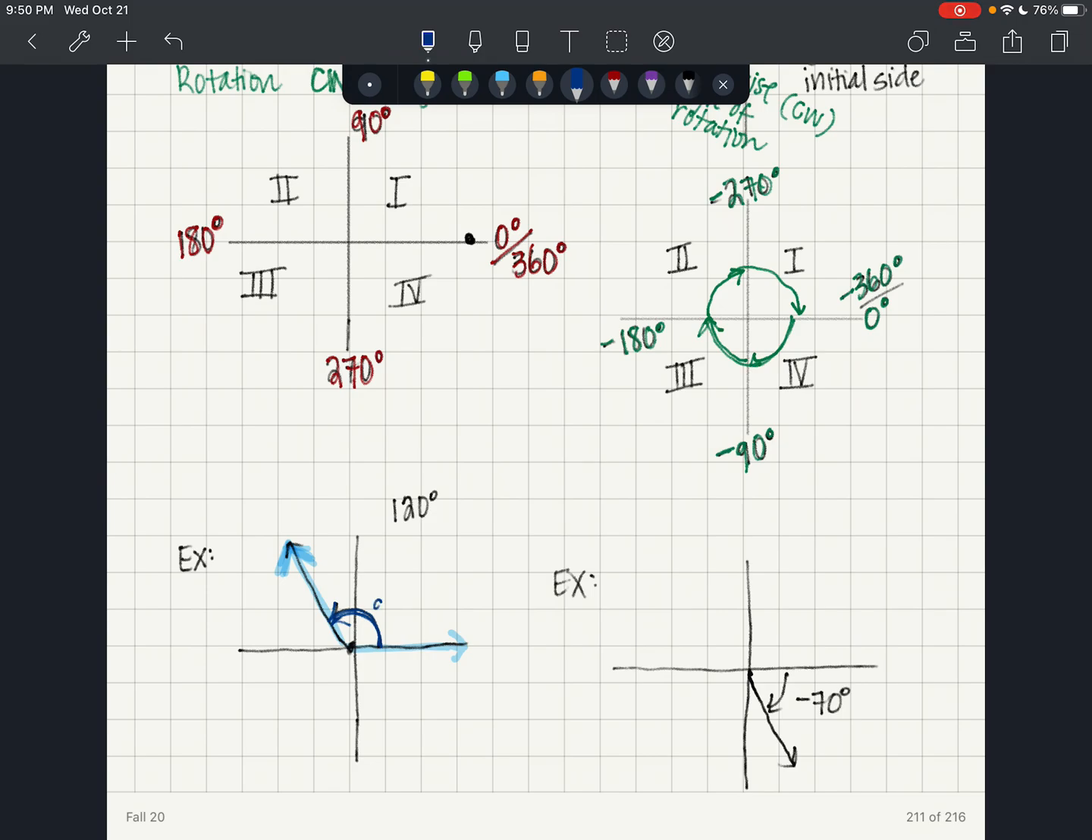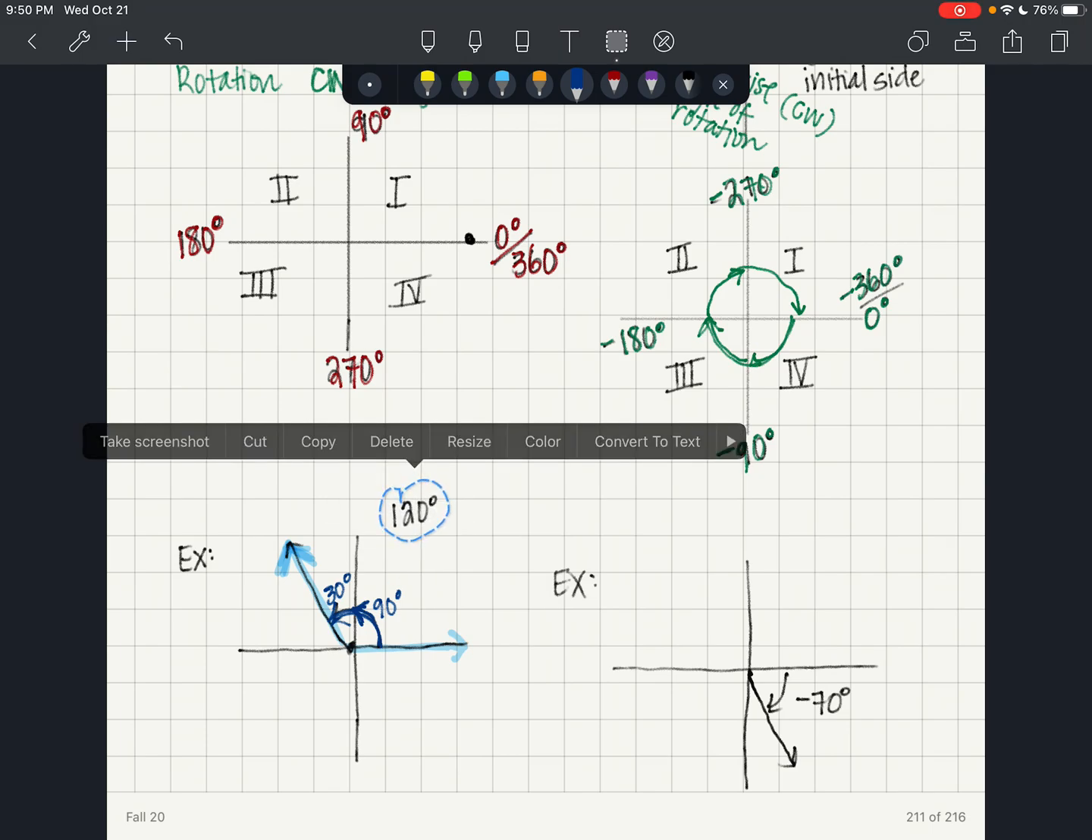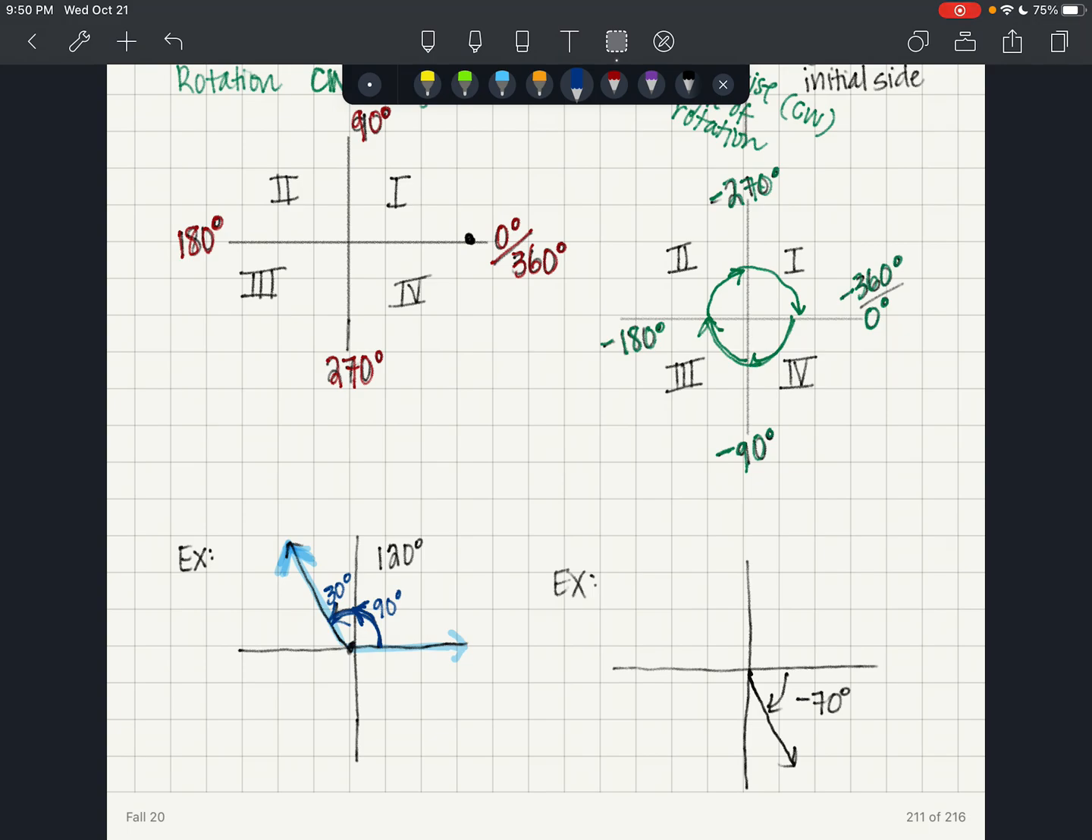So this is how I would do this. I'd say this is about 90 degrees to this point. And then this part is about another 30 degrees. So in total, we'd have about 120 degrees. So that's where 120 comes from. Now in this example right here, the arc is very important. It tells you that you're starting at the positive x-axis, and where the arrowhead ends, that's where your terminal side is.